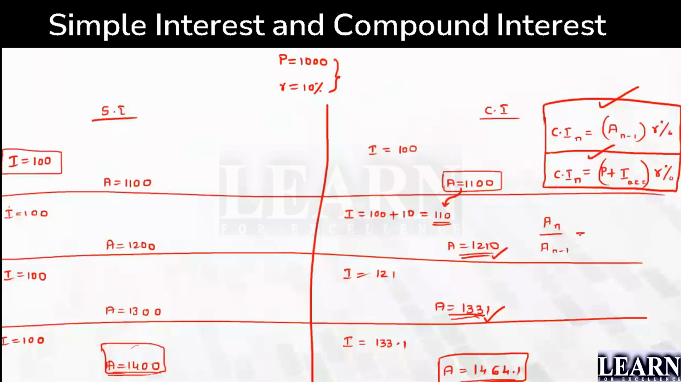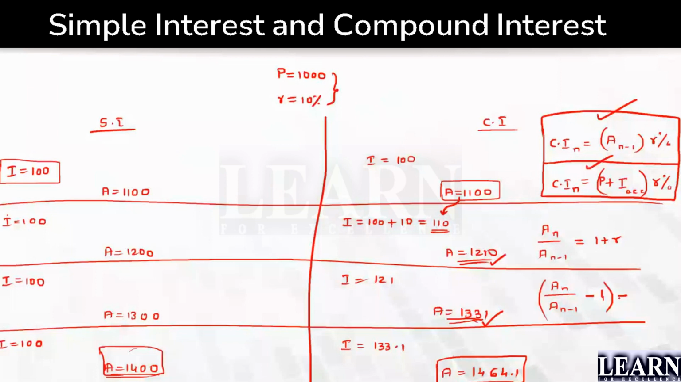This equals 1 plus r. Or I can say A n divided by A n minus 1, minus 1, equals r percentage. We can take out this also. If you want to check it out, you can check with 1331 divided by 1210. You will get 1.1. 1.1 minus 1 gives 0.1. 0.1 is nothing but r percentage, which is r by 100. So if you want to find r, it is 0.1 into 100, which gives 10%. Even that works out. So please make a note of some of these inputs here.